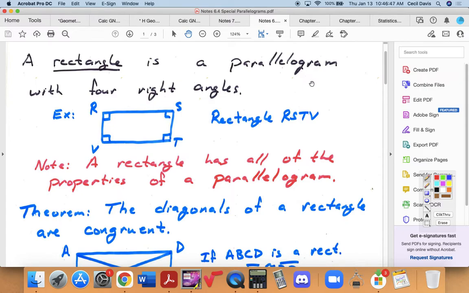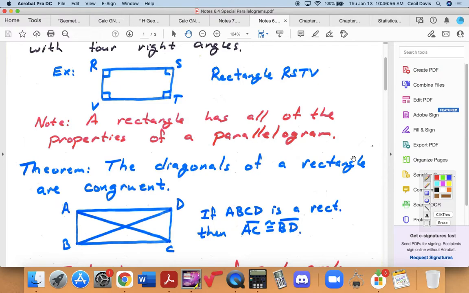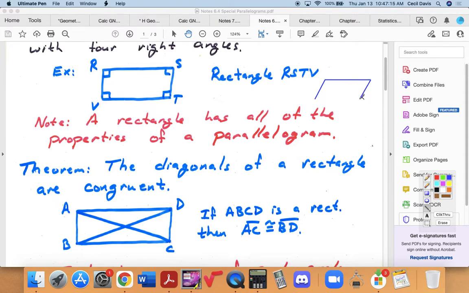There is one additional property that a rectangle has that an ordinary parallelogram does not, and that is that the diagonals of a rectangle are congruent. Remember, we talked about in an ordinary parallelogram, the diagonals are not congruent. Let me draw one for you. I'll actually try to draw it so that it's fairly accurate. That's close. So here's one diagonal. I'll do it in red. Here's another diagonal in black.